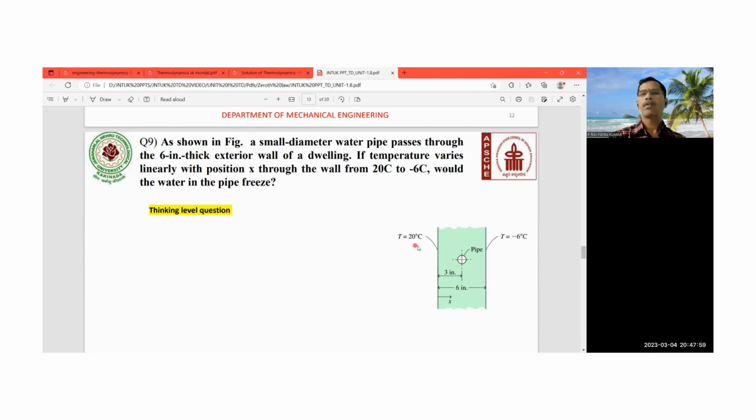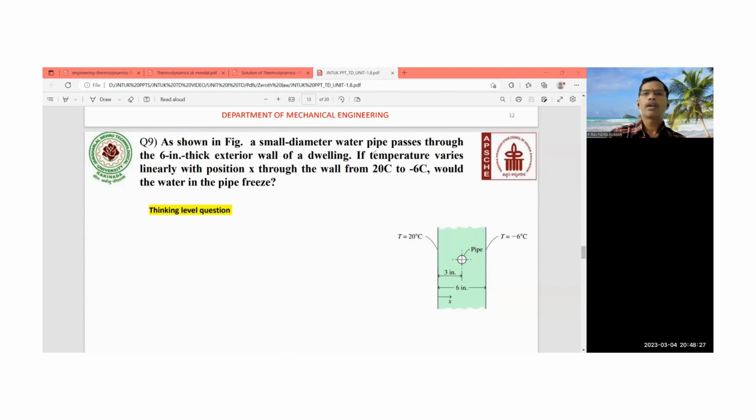Here the value is given as 20 degrees centigrade, and at the outside the value is given as minus 6 degrees centigrade. Now I have a doubt whether this particular water is going to be frozen or whether it is going to be clogged in this particular pipe. So this is what you need to solve. Sometimes the problems are in a realistic situation, especially from the thermodynamics point of view. So how are you going to solve this particular case?